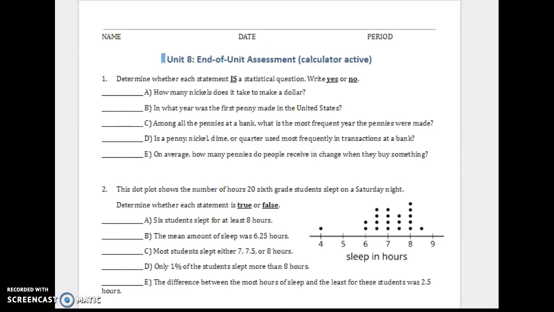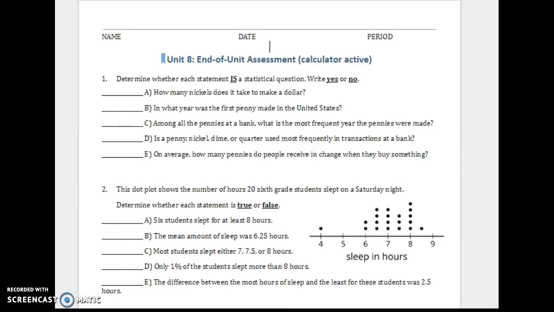Question 2. This dot plot shows the number of hours 6th grade students slept on a Saturday night. Determine whether each statement is true or false. A. 6 students slept for at least 8 hours. B. The mean amount of sleep was 6 and 25/100 hours.